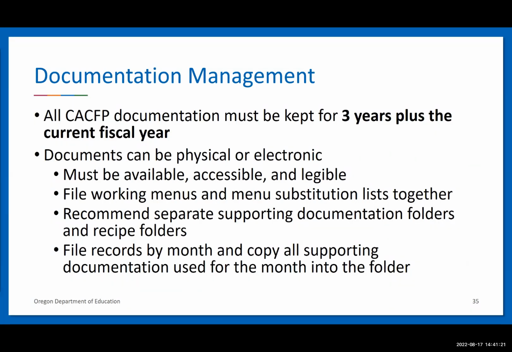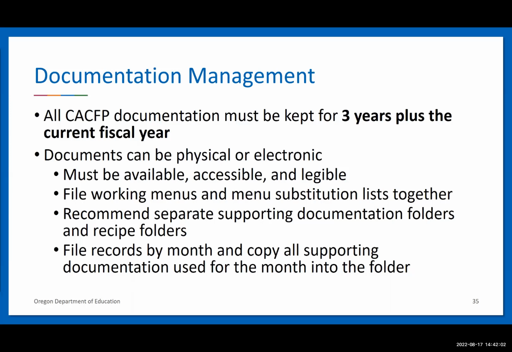The first thing to note is our documentation requirements. And like all child nutrition programs, all CACFP documents must be kept for 3 years plus the current fiscal year. This is important to track, especially if you are keeping physical documents and need to figure out how much archival space you may need. Documents do not have to be physical, they can be electronic. However, our usual caveat with electronic records does apply. The electronic records must be available on request. They must be accessible, meaning that it is in a format that can be opened by most people, and they must be legible.